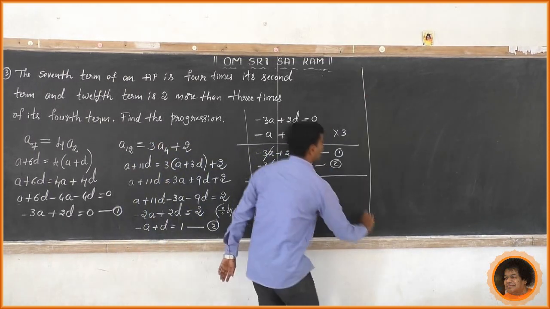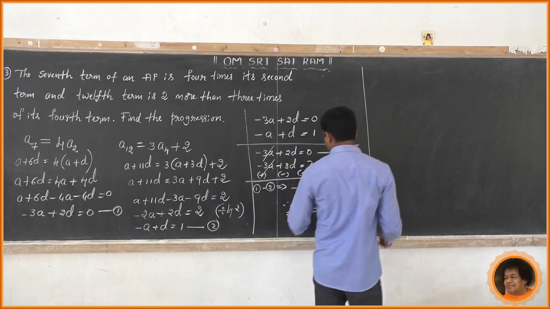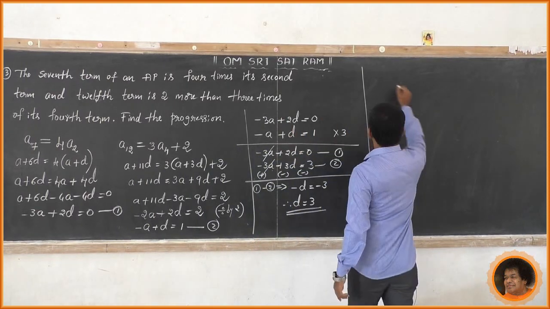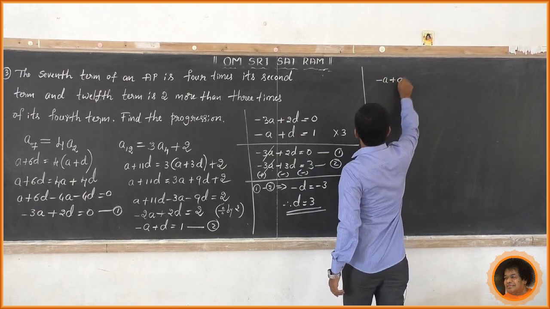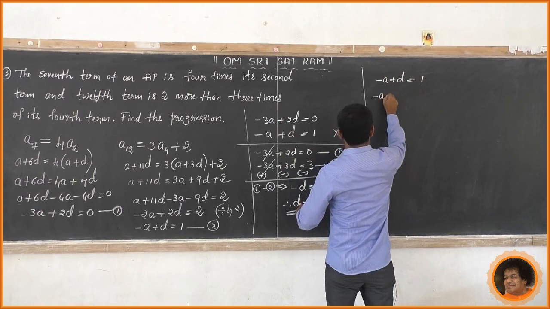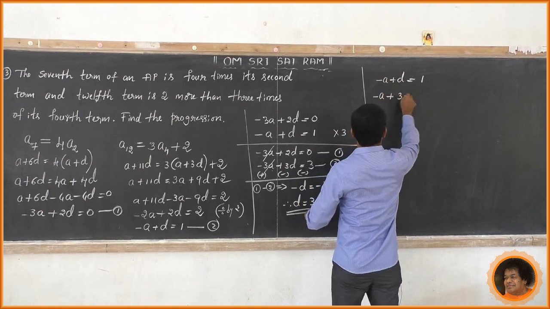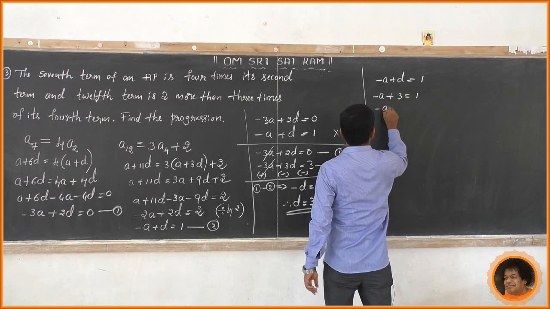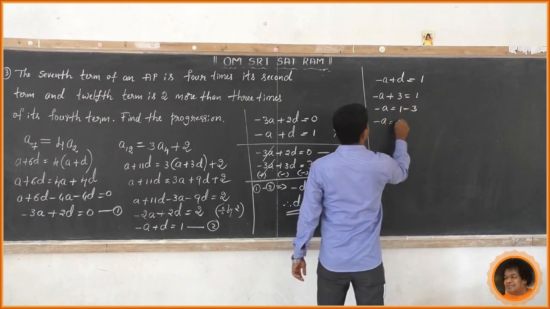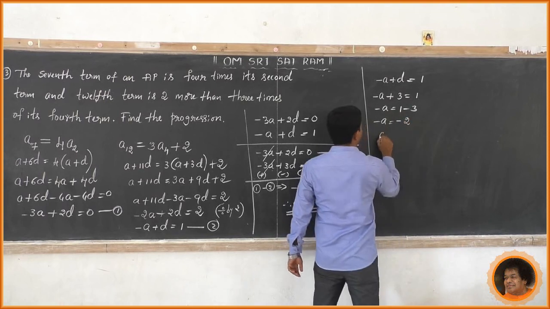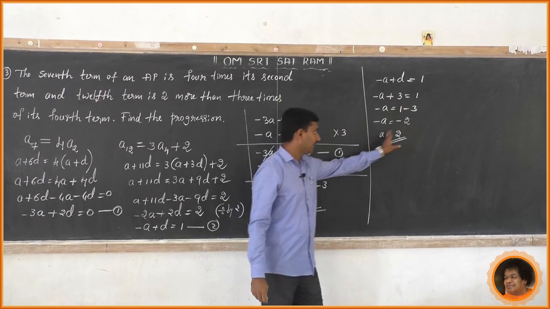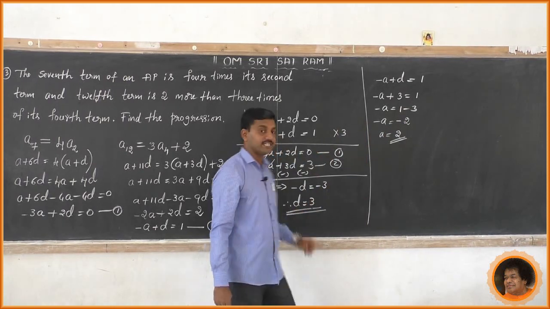Next, find the value of A. How to find the value of A? Substitute D equal to 3 in any one of the equations. So minus A plus D equal to 1. Substituting, minus A plus 3 equal to 1, or minus A equal to 1 minus 3, which is minus 2, so A equal to 2. First term A equal to 2. Then common difference D equal to 3.